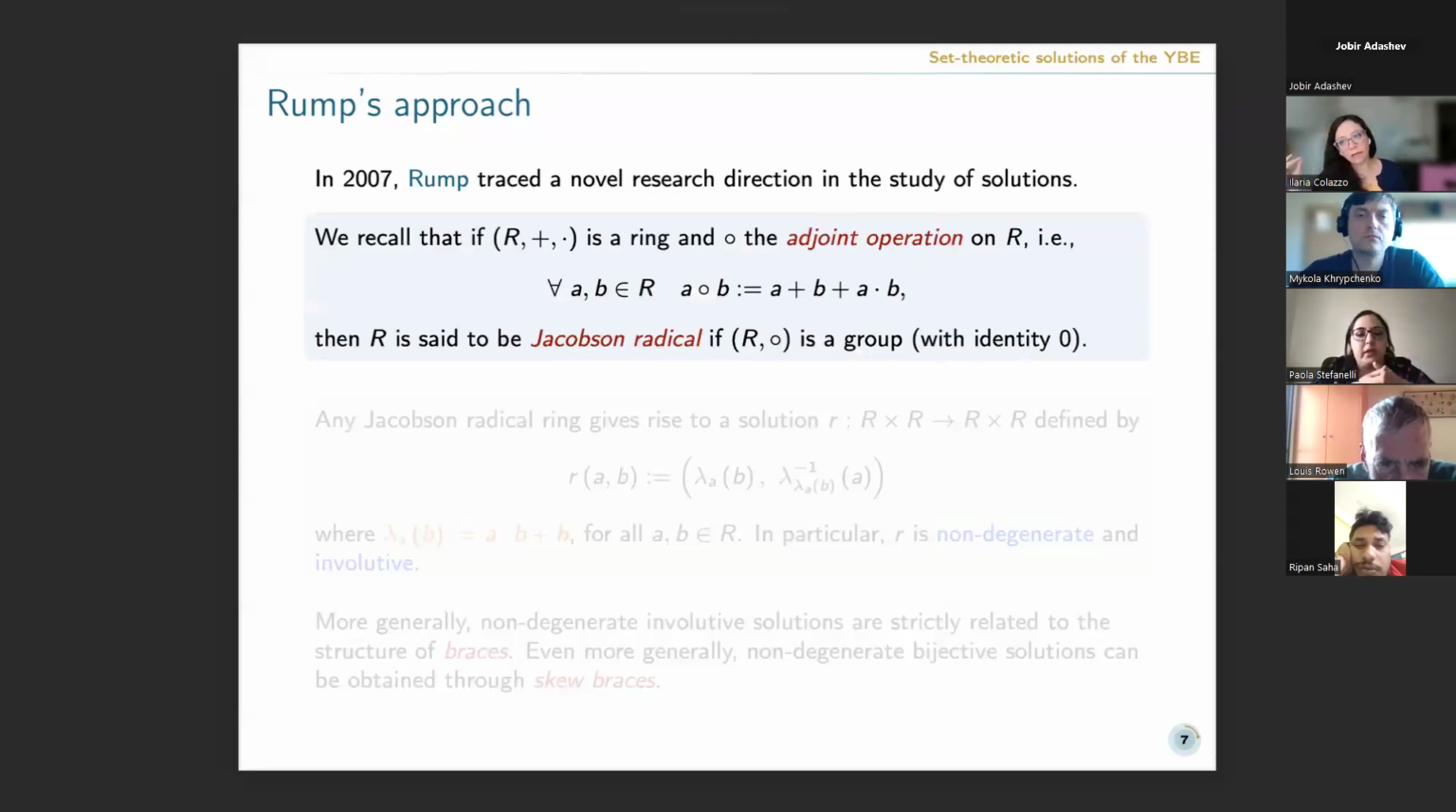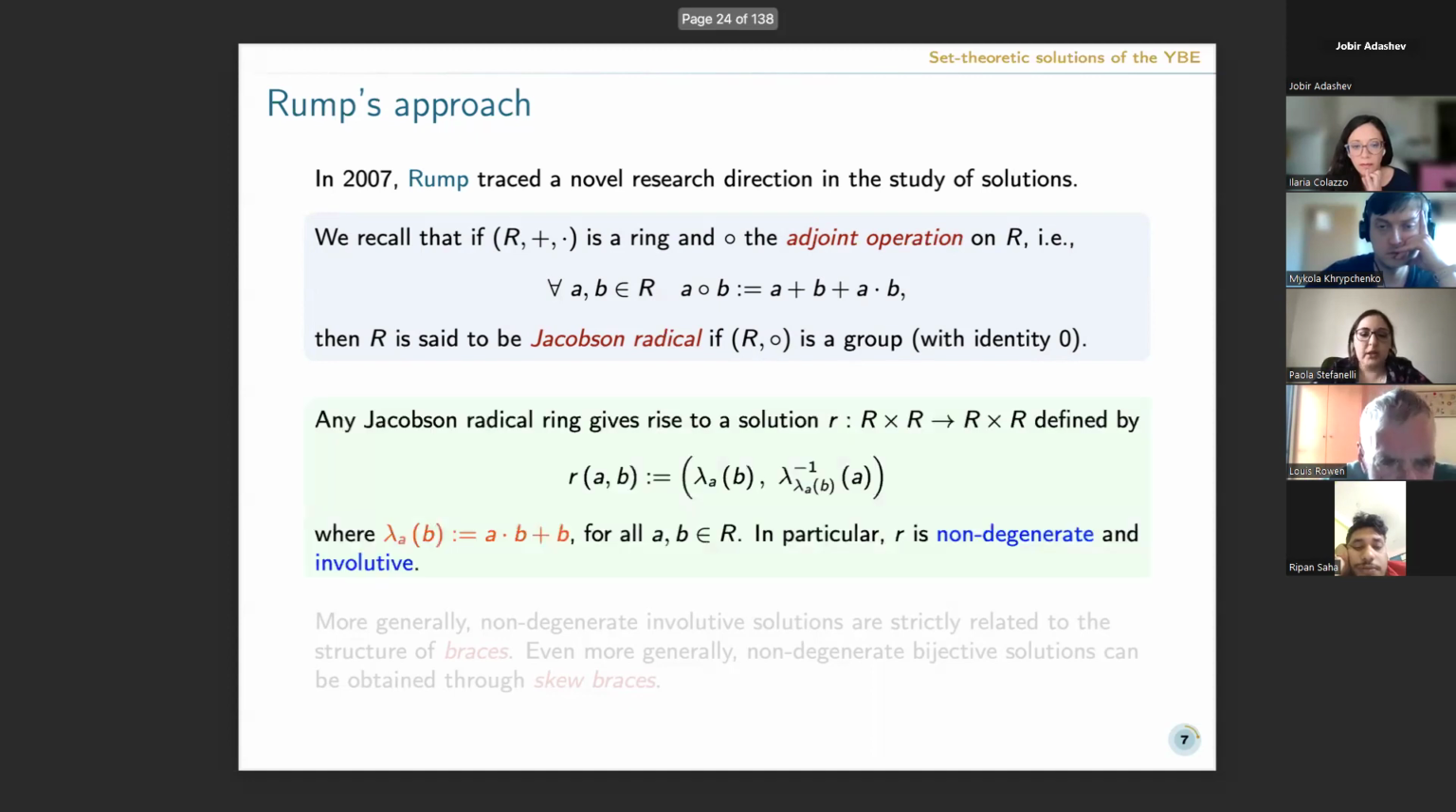I recall briefly that if we have a ring and we consider the circle operation, that is defined in this way, that is known as the adjoint operation of R. In general, we have that the structure (R, ∘) is a monoid, having the same identity 0 of the additive structure. And when (R, ∘) is a group, R is said to be a Jacobson radical ring. And a Jacobson radical ring gives rise to a solution R that is in particular non-degenerate and involutive.